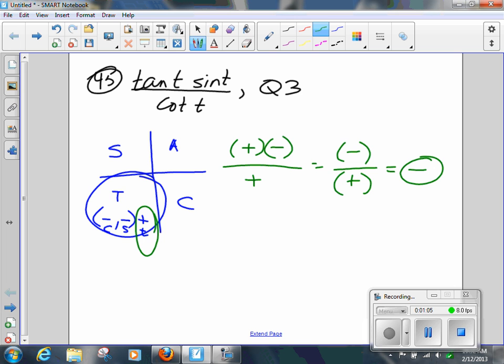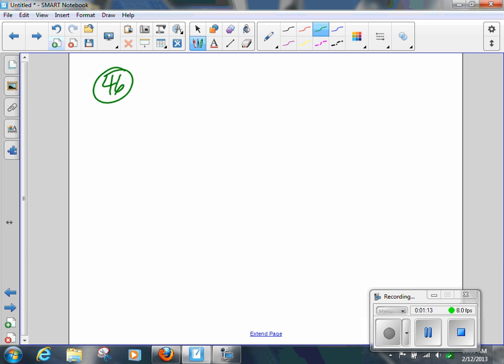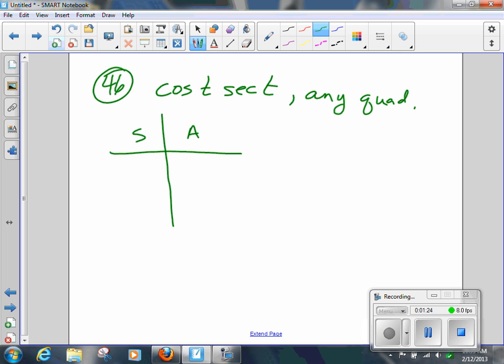Did somebody say 46? 46, cosine, secant. Cosine and secant. Oh, and it said any quadrant, didn't it? Okay. Here's the thing. Again, All-Star Trig Class. The first thing I locked into when I looked at this is that cosine and secant are inverses of each other. And that kind of made my ears go, whoop, something's going to happen, especially if it said any quadrant. But let's see what happens in the first quadrant.